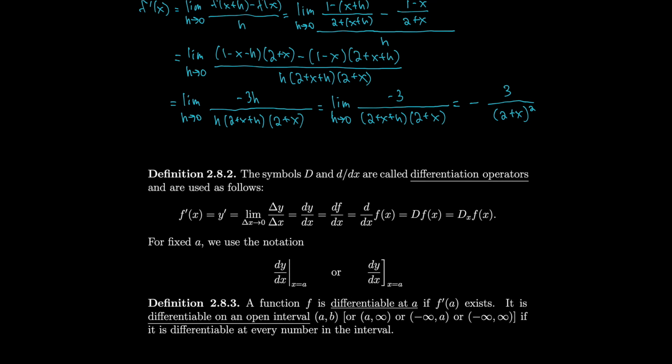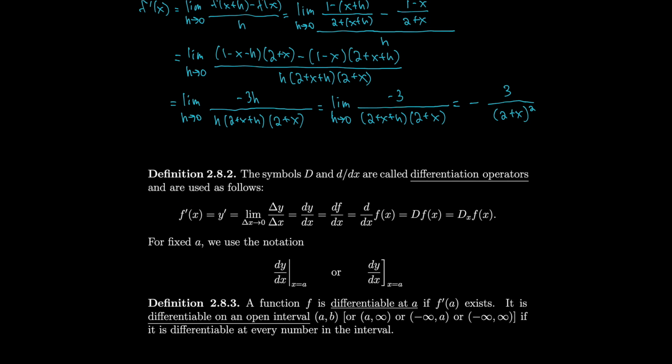In general, the symbols d and d/dx are called differentiation operators and are used as follows. f′(x) is equal to y′, which is the same thing as the limit of Δy over Δx, the change in y over change in x as Δx goes to 0, which is the same thing as dy/dx, which is the same thing as df/dx, which is the same thing as d/dx of f(x), which is the same thing as d(f(x))/dx. So we have a million different ways to talk about differentiation operators. They all mean the same thing, just take the derivative. And they have different contexts and uses depending on what's going to be most handy in the situation. Most of the time, we'll be using this one, or this one, or this one, maybe this one, depending on the situation. We probably won't usually use the last two.